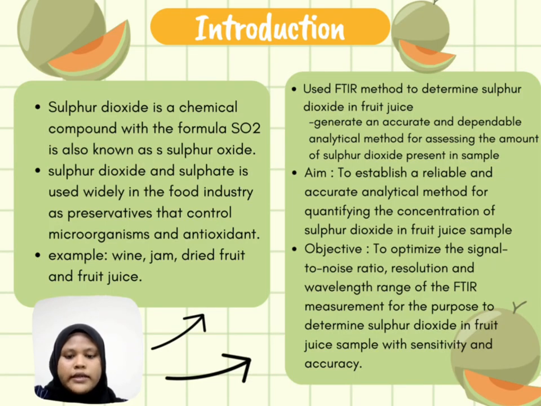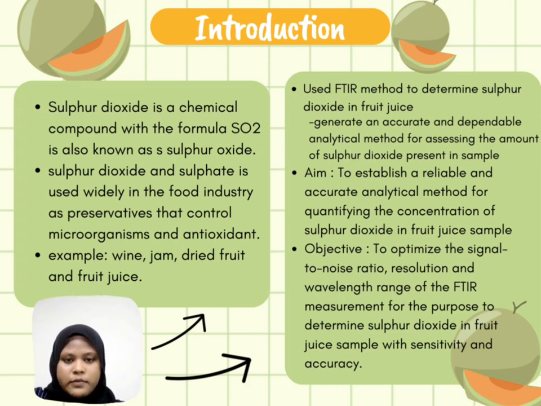Okay, so what is sulfur dioxide? Sulfur dioxide is a chemical compound with the formula SO2, also known as a sulfur oxide. Sulfur dioxide and sulfate are used widely in the food industry as preservatives that control microorganisms and act as antioxidants. Examples include wine, jam, dry fruit and fruit juice.